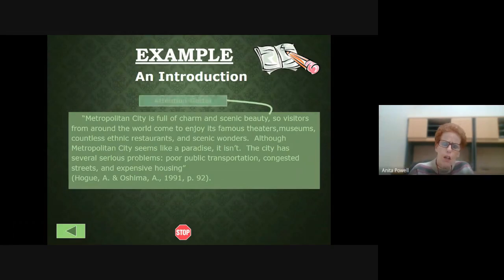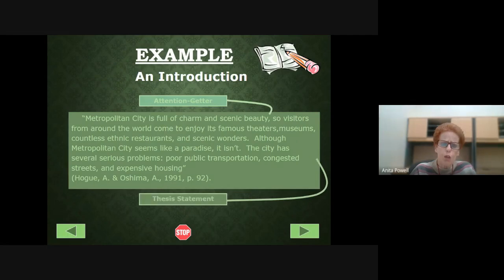Introduction. Metropolitan City is full of charm and scenic beauty, so visitors from around the world come to enjoy its famous theaters, museums, countless ethnic restaurants, and scenic wonders. Okay, immediately we're interested in Metropolitan City. It sounds so beautiful. Although Metropolitan City seems like a paradise, it isn't. The city has several serious problems: poor public transportation, congested streets, and expensive housing.